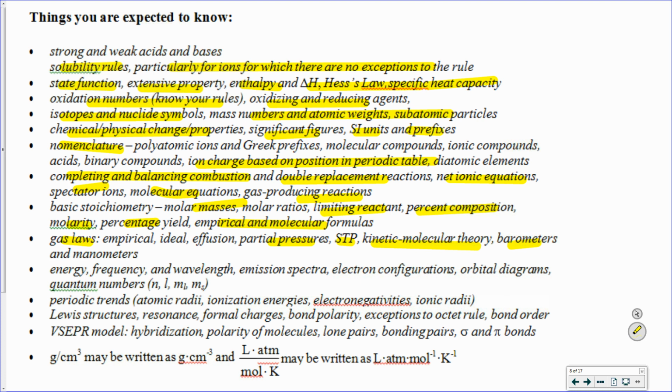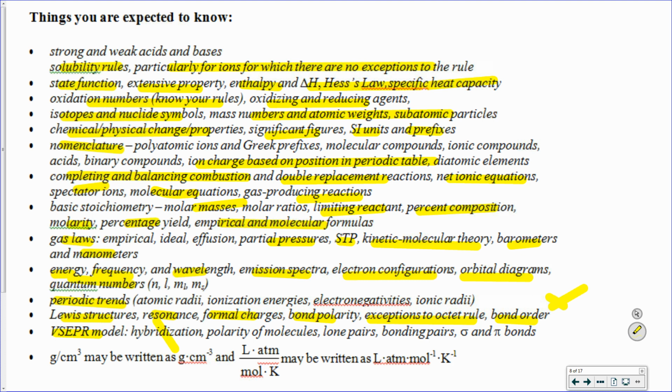And then we start talking about energy associated with electromagnetic radiation, frequency and wavelength, spectra, electron configuration, orbital diagrams, just tested over, as well as the common quantum numbers, the trends in the periodic table. And then we get down at the end, we're talking about Lewis structures, the resonances, formal charges, bond polarity, exceptions to the octet rule, and bond order. We'll talk about bond order next semester. And then finally, the last thing is VSEPR.